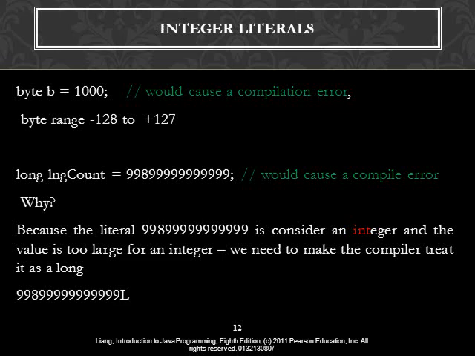If I would try to set a long to that literal value 998999999, again, this would cause a compiler error. Why? Well, because the literal, as it is specified, would be considered an integer. And as an integer, that value is much too large. It's not that the assignment won't work, it's that the literal is illegal. To correct the problem, I would have to specify that the literal is a long. Now how might you do that? I need to add the L suffix to the end.